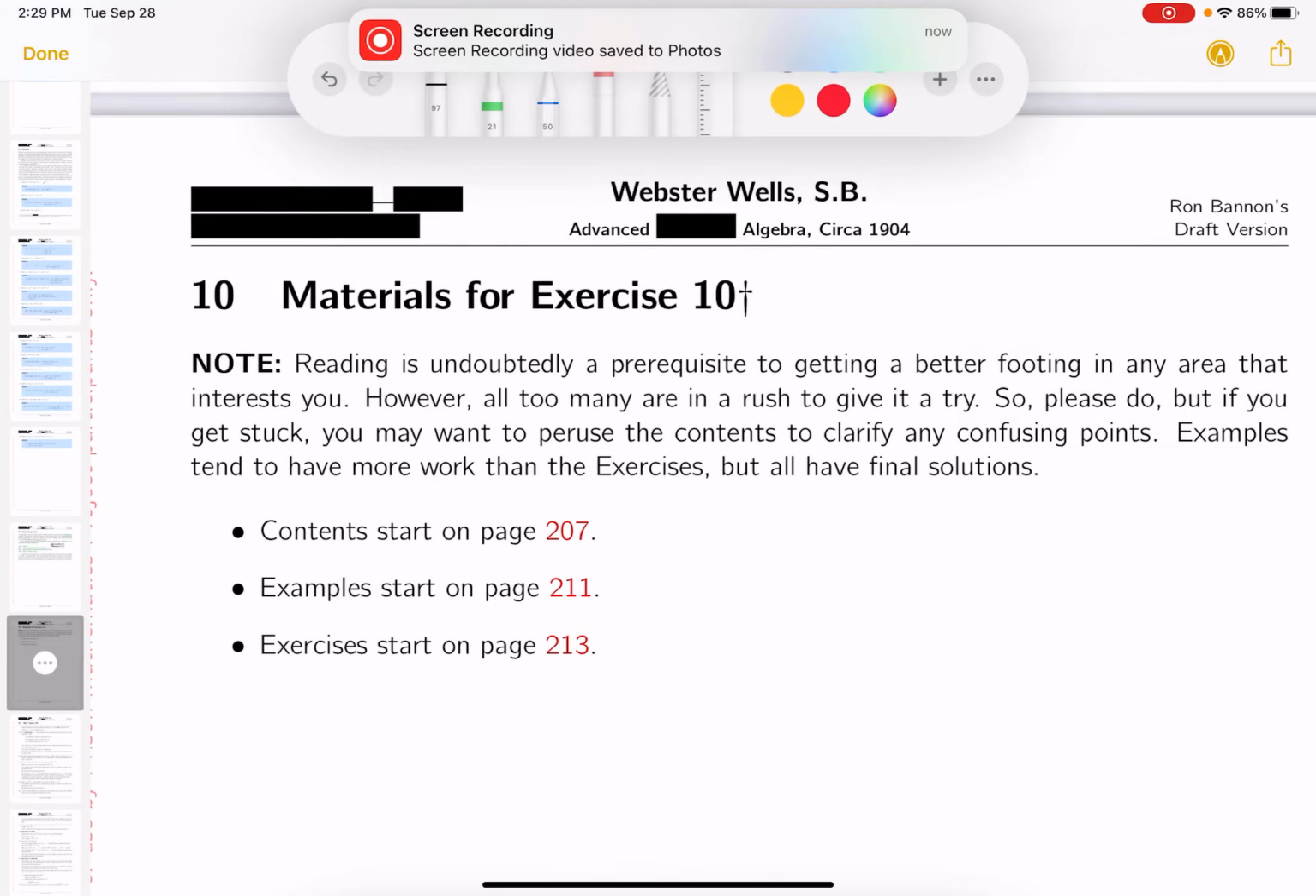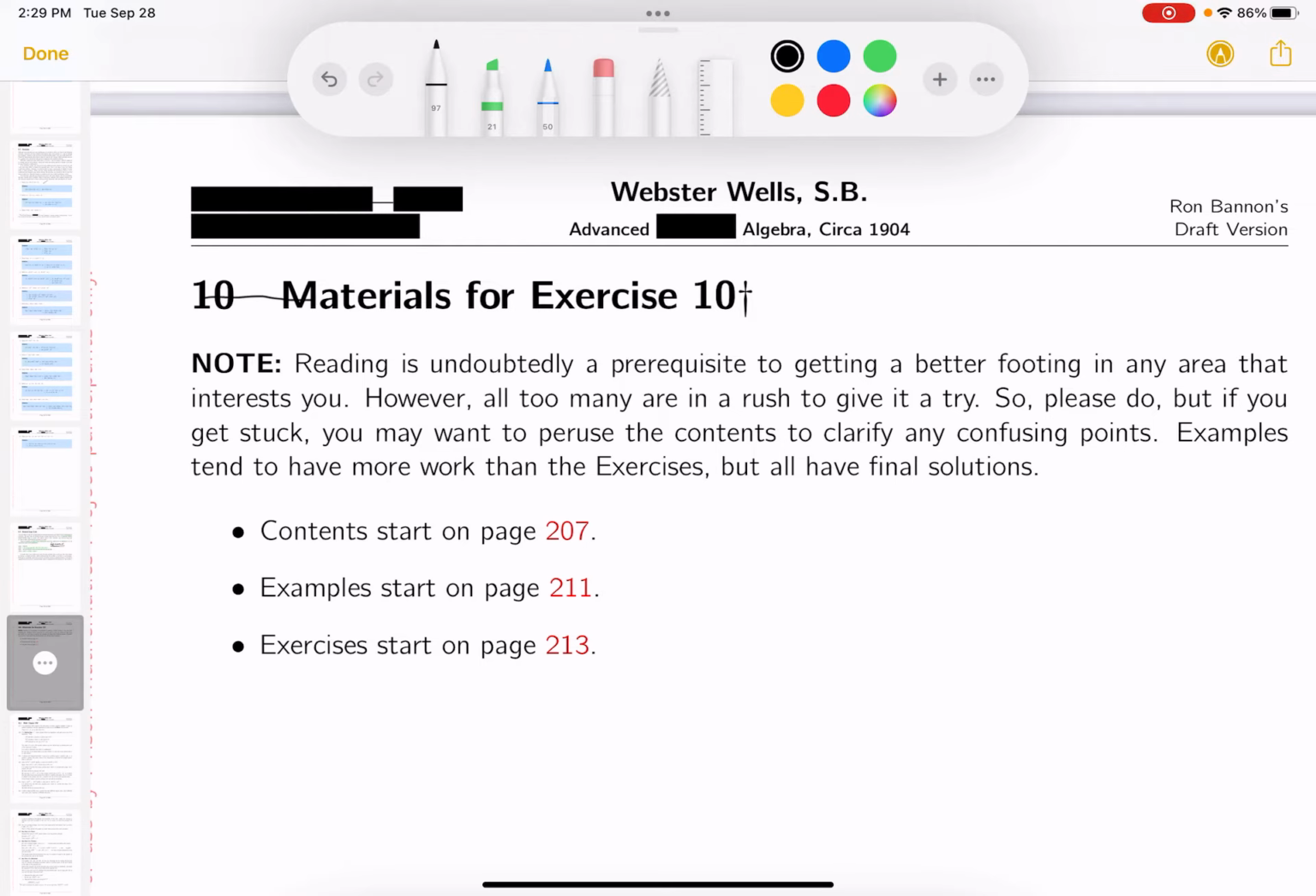Okay, we're at exercise 10 now. All right, so we're sorry about that. Let me get my eraser out. I thought I had my highlighter. We're doing the materials for exercise number 10.